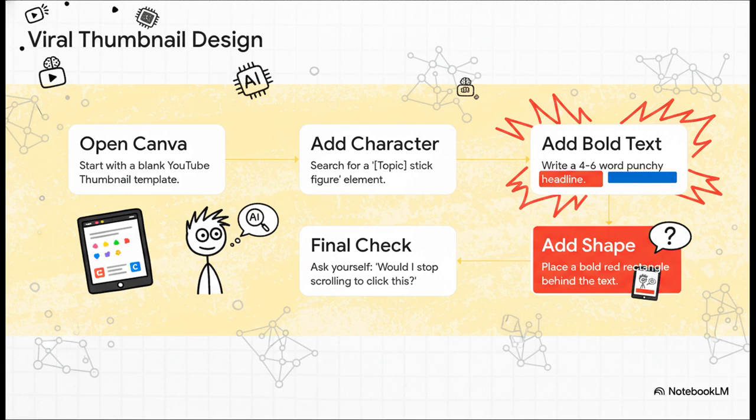This simple, high-contrast formula in Canva is incredibly effective. A simple character, a punchy 4 to 6 word headline in a bold font, and a bright red shape behind the text to make it impossible to ignore. Just ask yourself, would I stop for this?